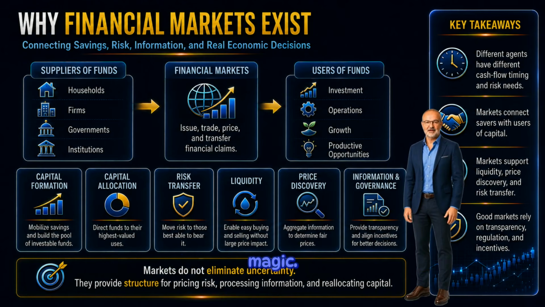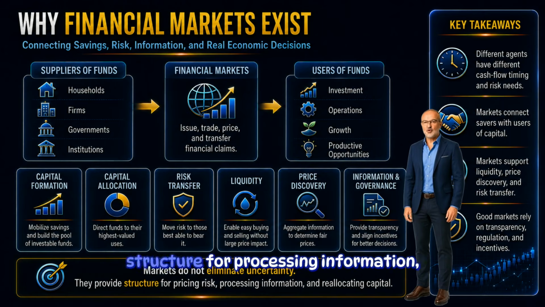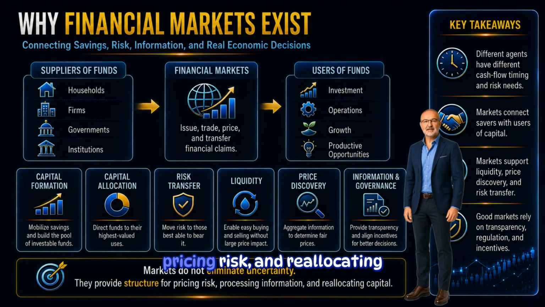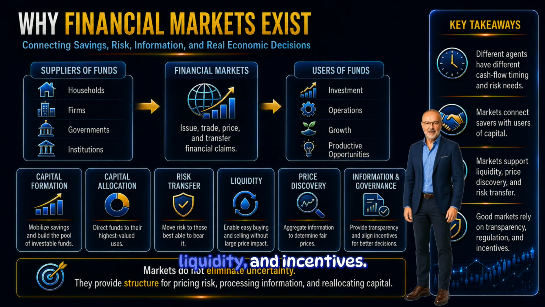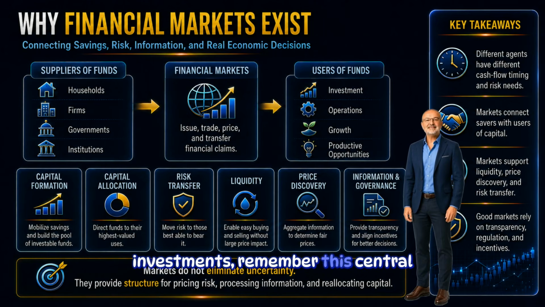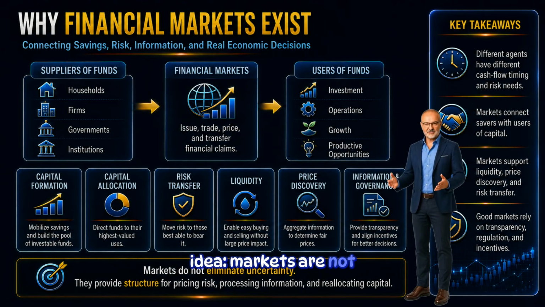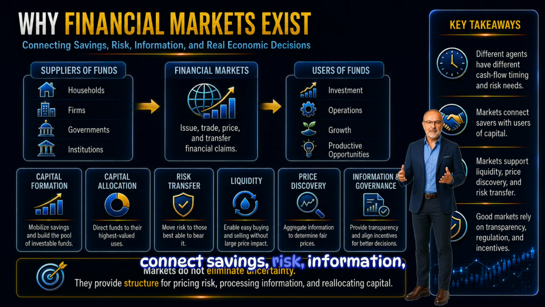However, markets are not magic. They do not eliminate uncertainty. They do not guarantee perfect outcomes. Instead, they provide a structure for processing information, pricing risk, and reallocating capital. The quality of that structure depends on transparency, regulation, competition, contract enforcement, liquidity, and incentives. So, as we study investments, remember this central idea. Markets are not just places where assets trade. They are systems that connect savings, risk, information, and real economic decisions.